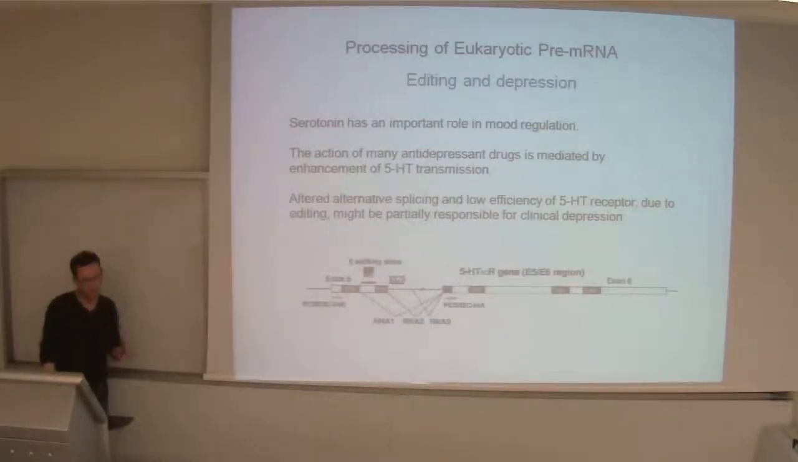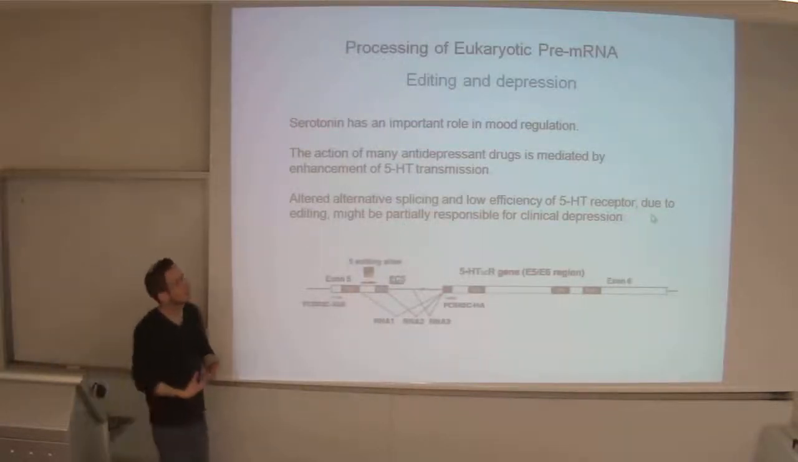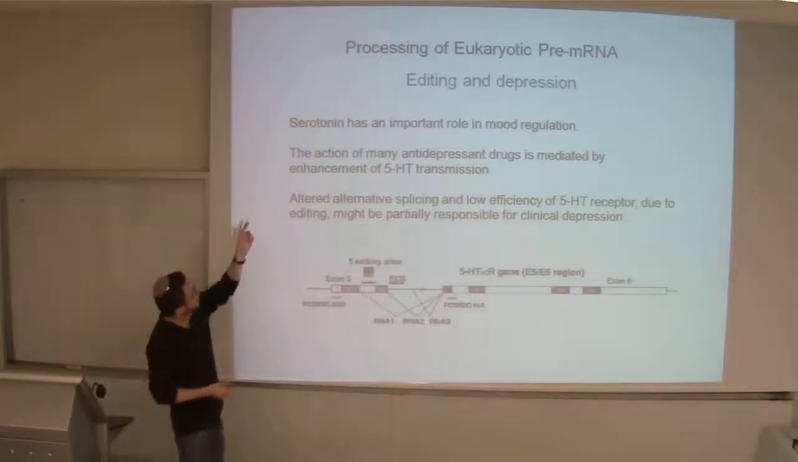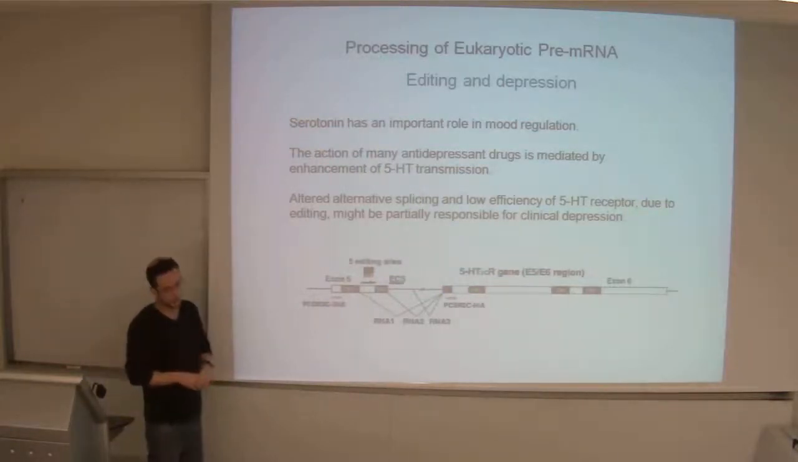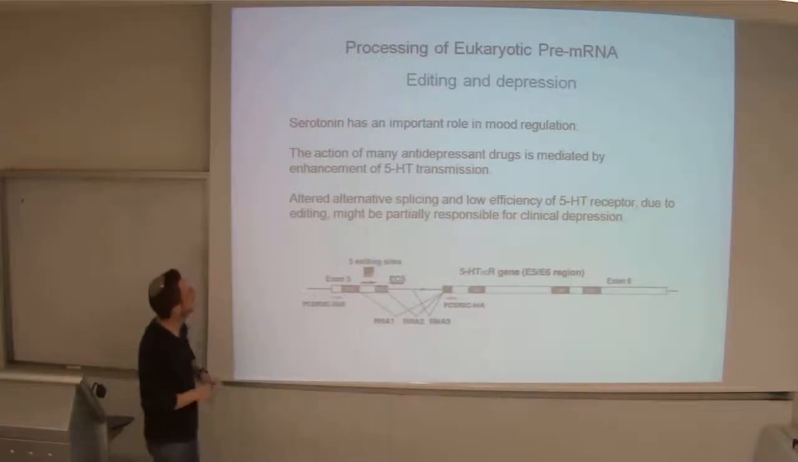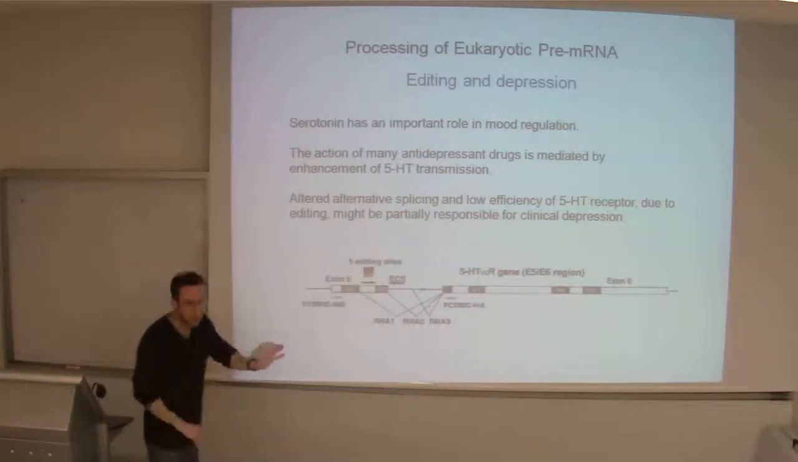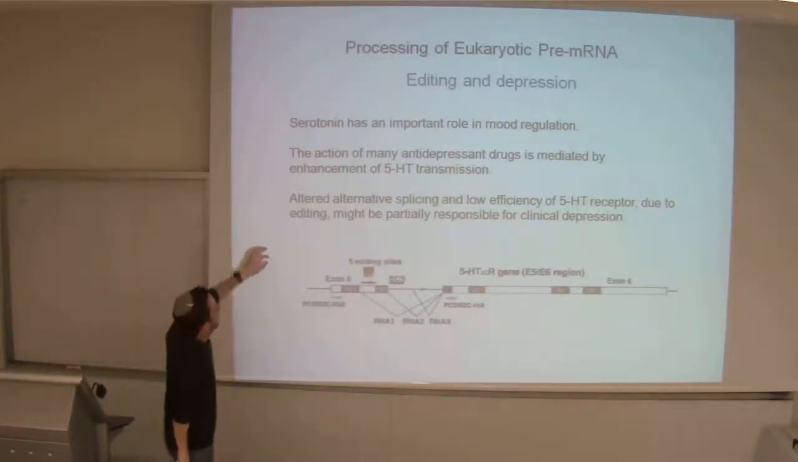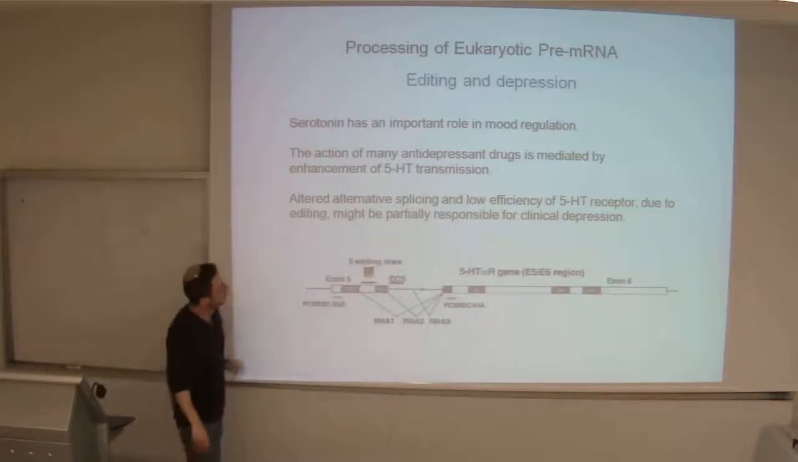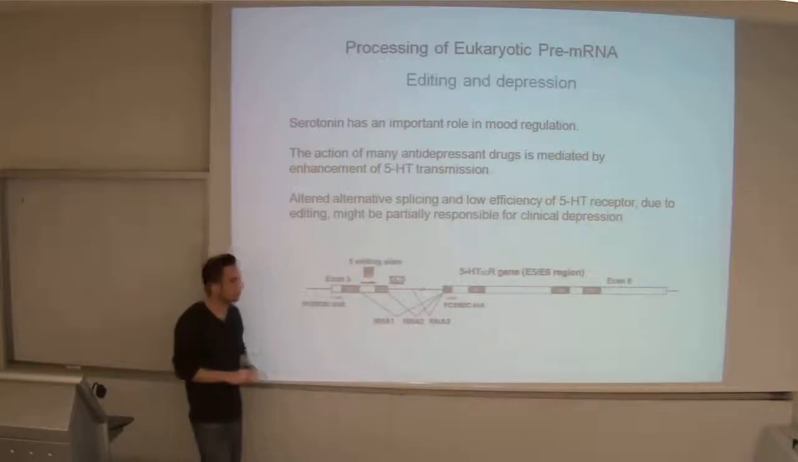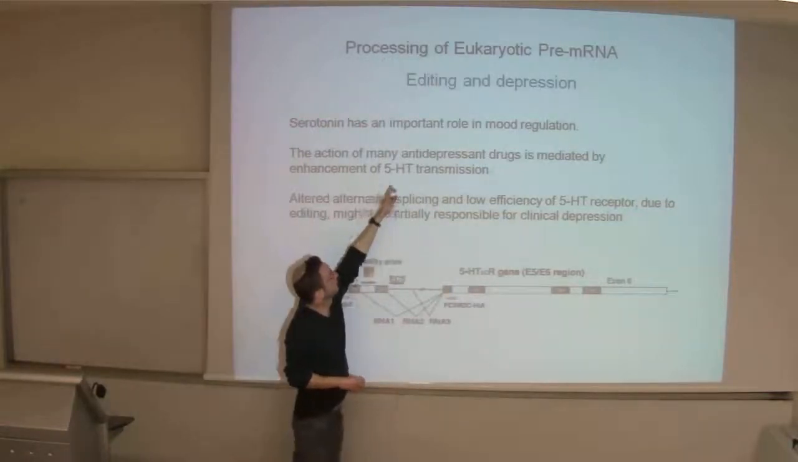Just as a single example of editing in a neuronal phenomenon, depression. Let's begin with a step back. Serotonin, the neurotransmitter that you already know, has an important role in mood regulation. Several experiments support this notion in animal models as well as in humans. And the action of many antidepressant drugs is mediated through this neurotransmitter, 5-HT serotonin, through serotonin transmission.